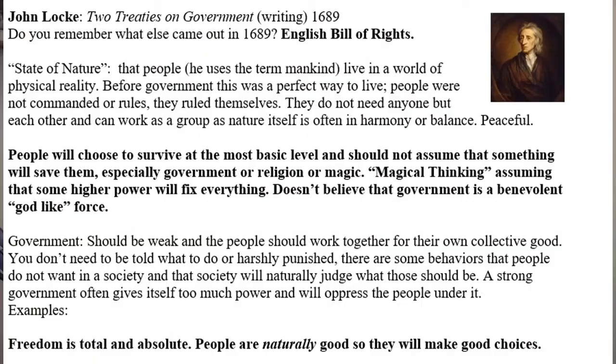John Locke and a lot of philosophers during this time period have an idea about something called the state of nature. And according to John Locke, the state of nature is this. People, he uses the term mankind, live in a world of physical reality. Before government, this was a perfect way to live. It was a utopia. People were not commanded by rules. They ruled themselves. They do not need anyone, but they kind of need each other and can work as a group, as nature itself is often in harmony and balance.